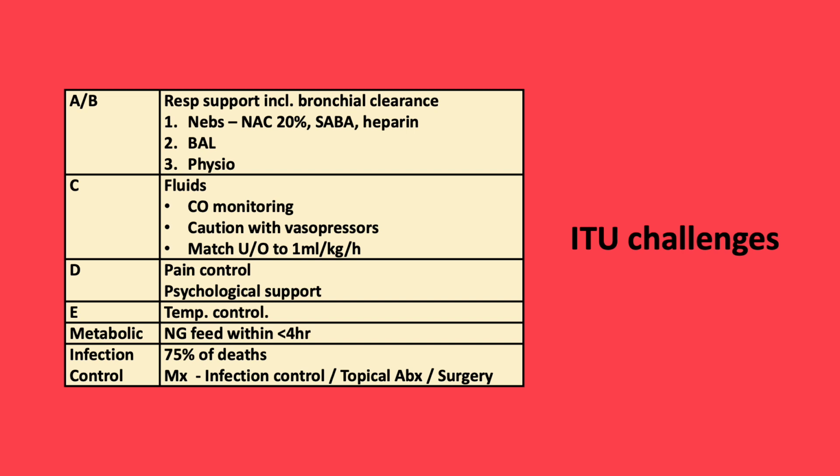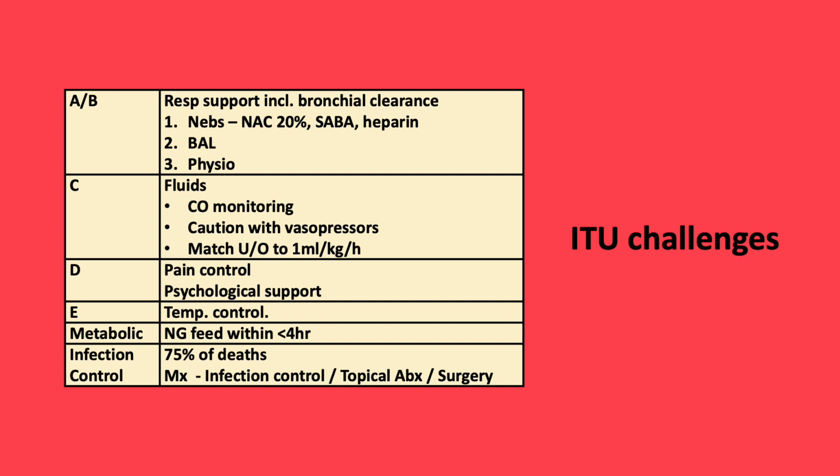Hence, goal-directed therapy by targeting an hourly urine output of 0.5 to 1 mL per kilo of ideal body weight. Regular fluid assessment is essential and may involve cardiac output monitoring. There's always a risk of fluid creep, i.e. giving too much fluid more than needed.